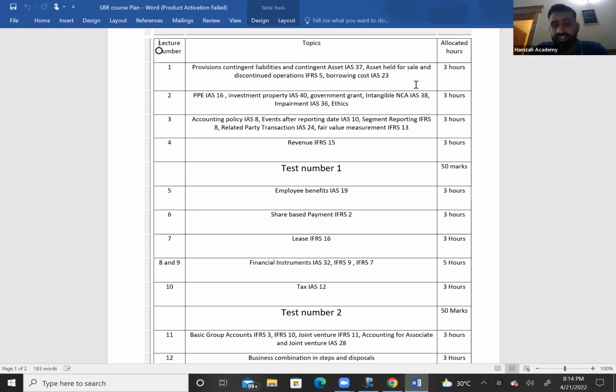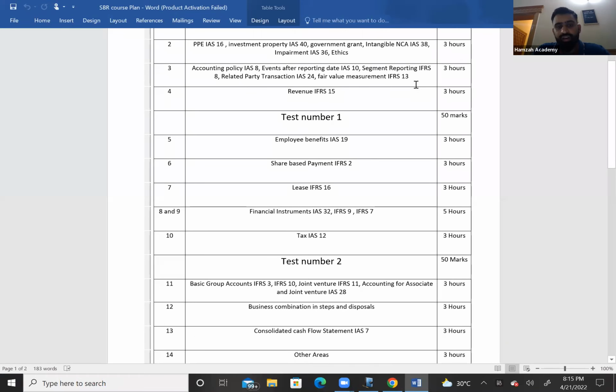Then in lecture number 4, we will be doing IFRS 15 revenue. This is a big accounting standard, so it will take time. So IFRS 15 we have in lecture number 4. Then we will be having the test. After that, we have employee benefit IAS 19. This is a new accounting standard for you people. In IAS 19, we will study the accounting of employee benefits like salaries, pensions, provident fund, gratuities, how to account for them.